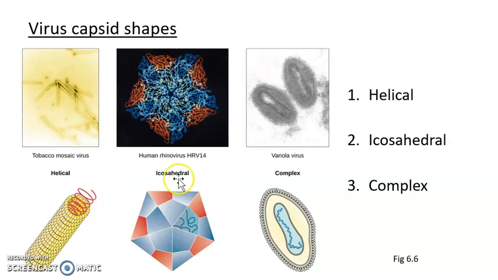You also have your icosahedral form right here, which has these regular triangular faces to it. And then you have the last example, which is your complex viruses that don't fit into these other two categories, and they are going to come in a wide variety of shapes and sizes that are out there.